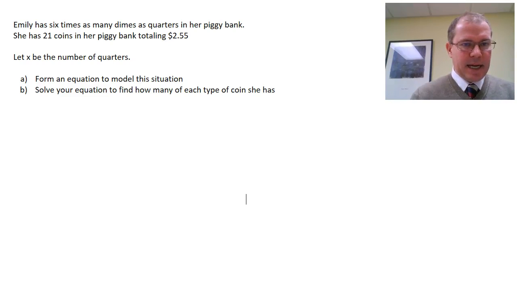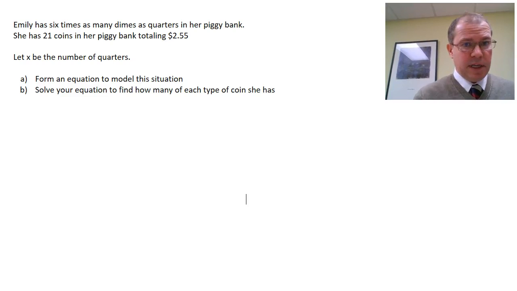Emily has 6 times as many dimes as quarters in her piggy bank. She has 21 coins in her piggy bank in total, totaling $2.55. And what we have to do is form an equation to model the situation, then solve it to find out how many quarters she's got and how many dimes she has.